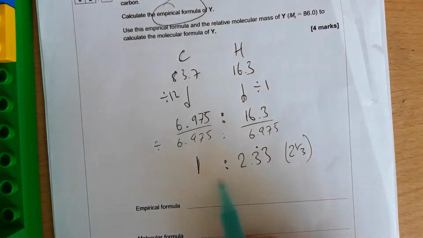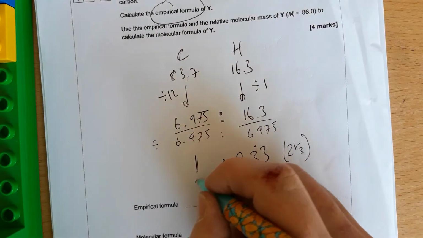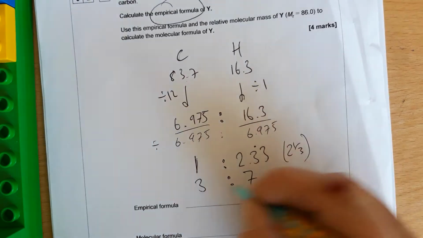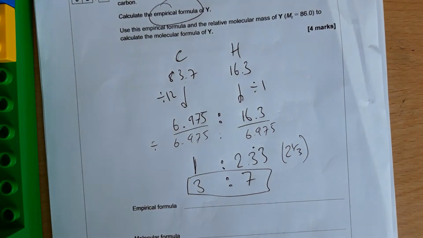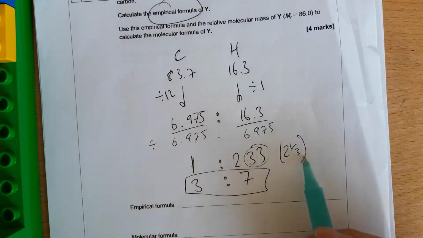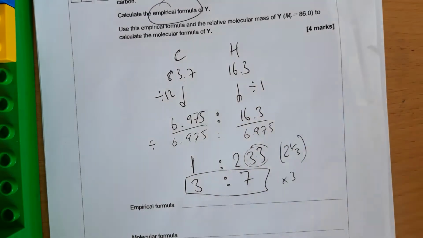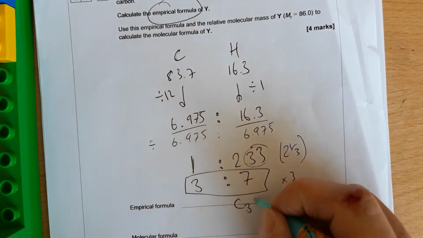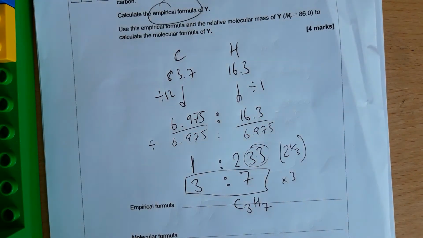So if I times both sides by 3, I'll get whole numbers. So that's 3 to 7. There's your ratio. Alright. I couldn't round that to 2. This is not a 1 to 2 ratio. This is a 1 to 2 and a third ratio. So I need to times both sides by 3 to get whole numbers. Empirical formula C3H7. That's the simplest ratio.